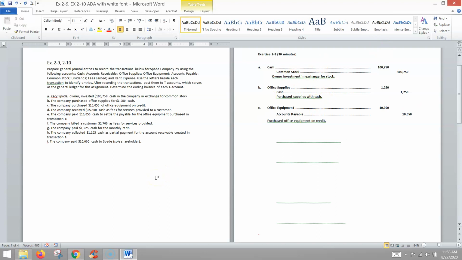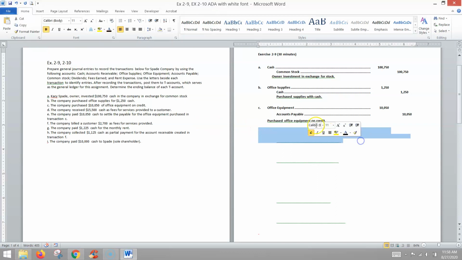On D, the company received $15,500 cash as fees for services provided to a customer. Fees, we've earned some revenue. That's going to be an equity account. That's going to be our credit. The other account that's affected is cash. Cash is coming into the business, so it's increasing. When an asset increases, that's our debit. So we're going to list our journal entry.